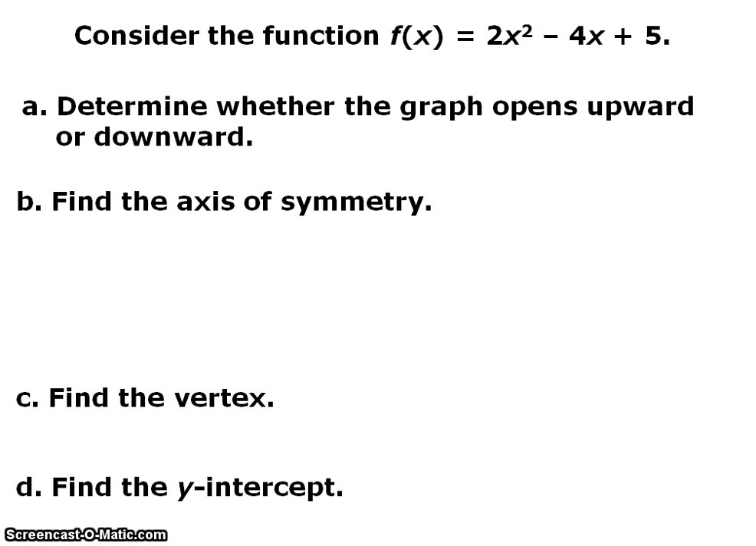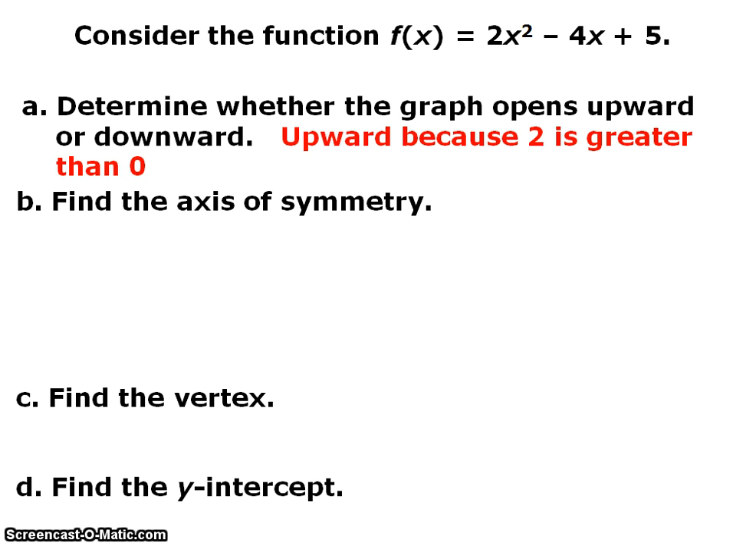Now let's look at an example. First of all, let's ask the question, does this graph, represented by 2x squared minus 4x plus 5, open up or down? Well, a is 2. That is definitely greater than 0, and so this graph opens upward.